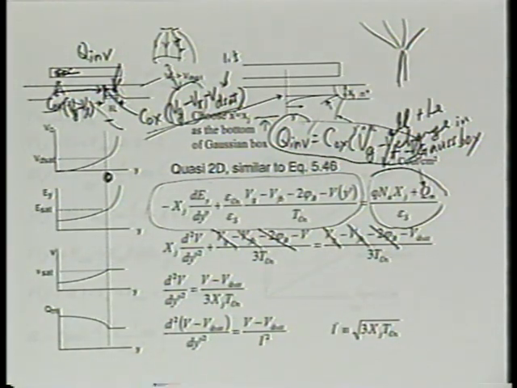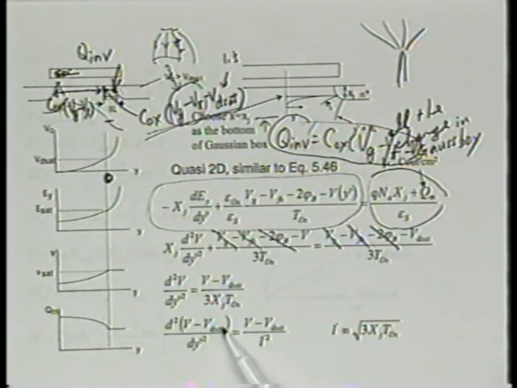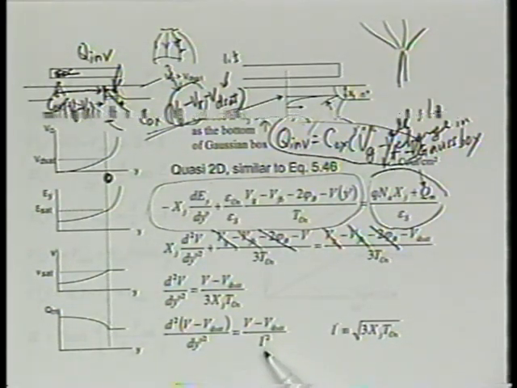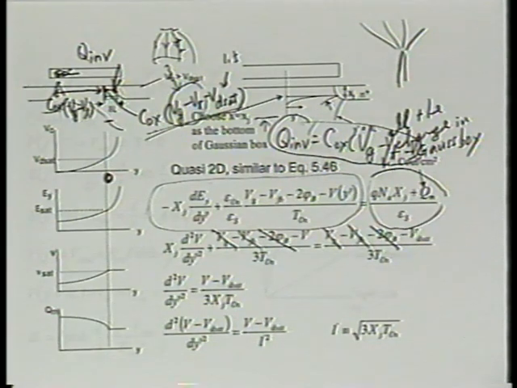Now to simplify this, we're going to replace the variable. We replace the V with V minus Vd set. So it becomes d squared (V minus Vd set). That's trivial because Vd set is not a function of y prime. You can definitely do that. Equal to V minus Vd set over L prime squared, where L prime is equal to this, right? L prime is that characteristic length, right?